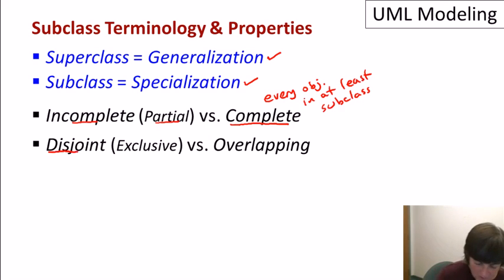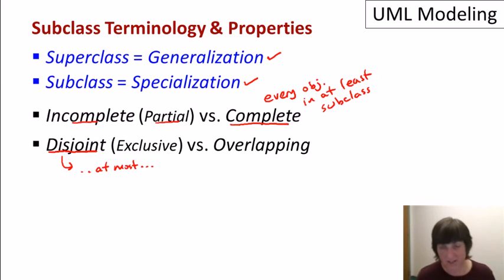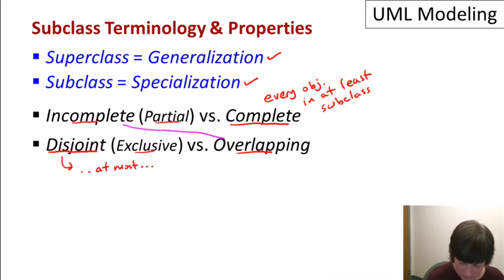A subclass relationship is known as disjoint if every object is in at most one subclass. In other words, we don't have any objects that are in more than one subclass, and that's sometimes called exclusive. And if it's not disjoint, then it's overlapping, meaning that objects can be in multiple subclasses. We can have any combination of these pairs. So we can have incomplete overlapping or incomplete disjoint, a complete disjoint, or complete overlapping.